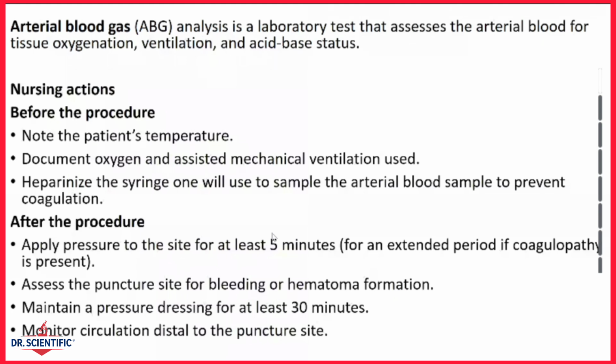So before the procedure, assess and prepare the patient, position the patient, and look at the oxygen status before doing the procedure. Heparinize the syringe that will be used to sample the arterial blood. That will help to prevent coagulation. So you lace it with heparin, which helps to prevent coagulation.